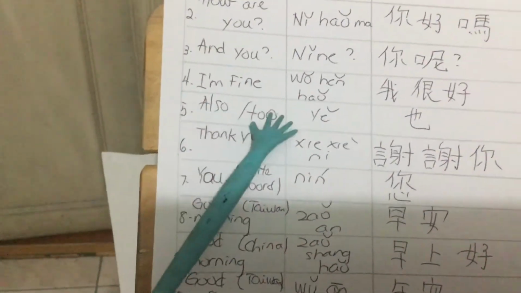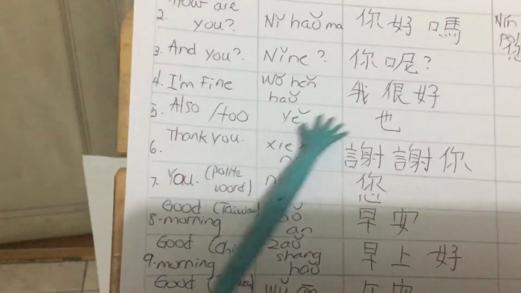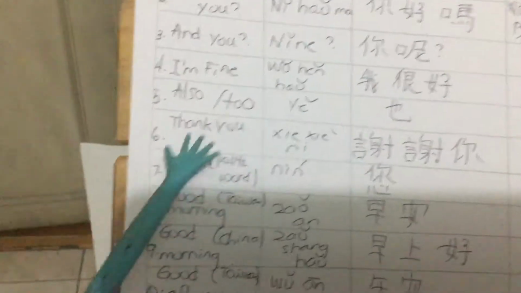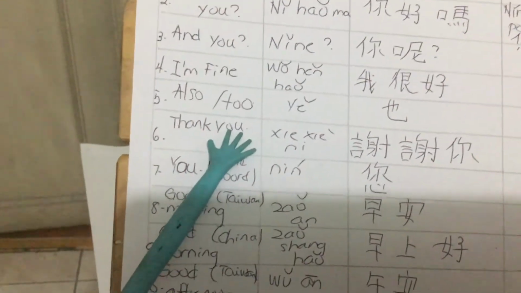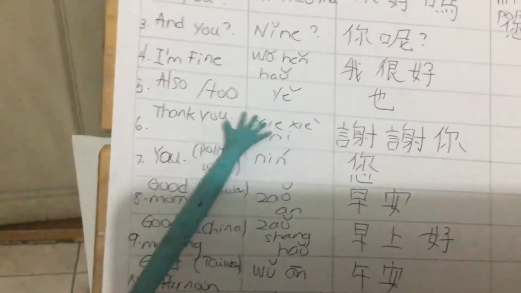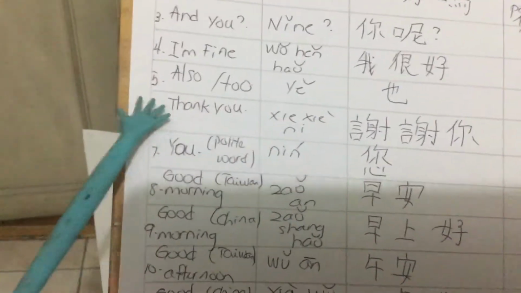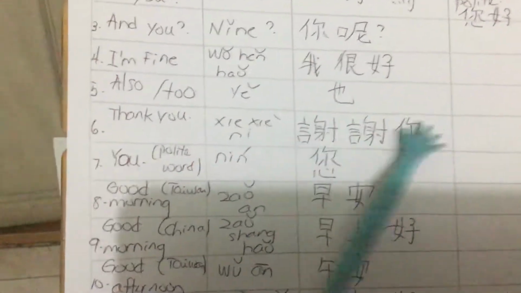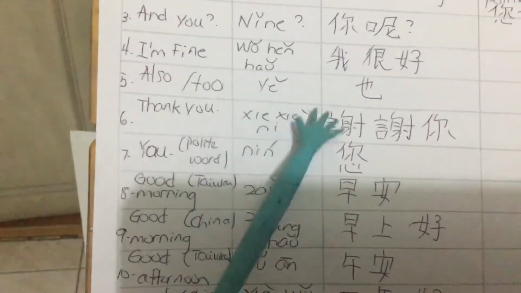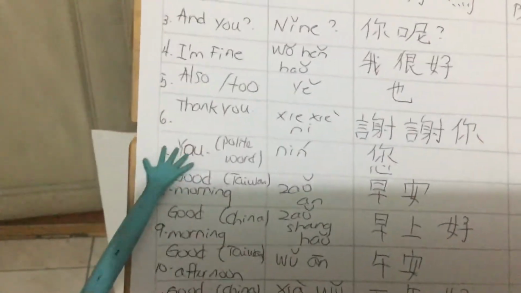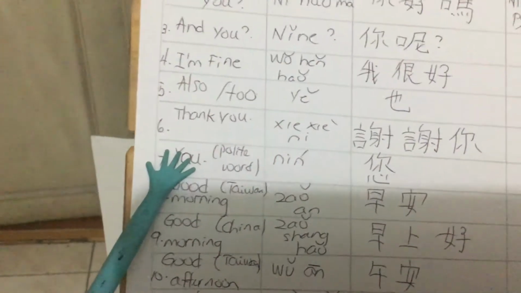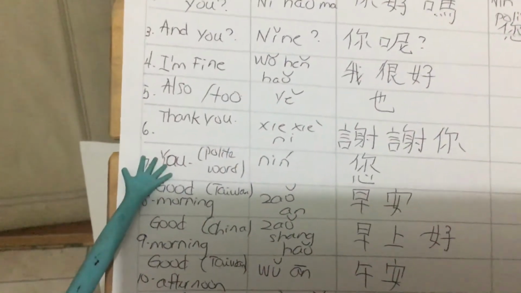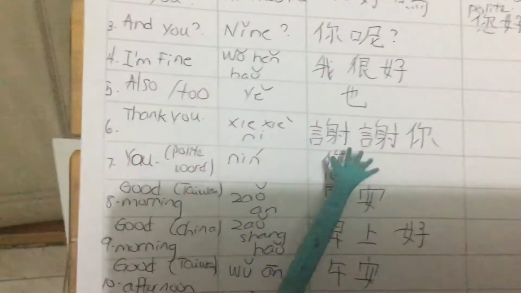Next, also and too in English, 也. 也. Thank you. In Mandarin, 谢谢你. 谢谢 is thank, 你 is you. Thank you. 谢谢你. You, with respect, talking to the elderly, 您. You, polite word, with respect, 您.